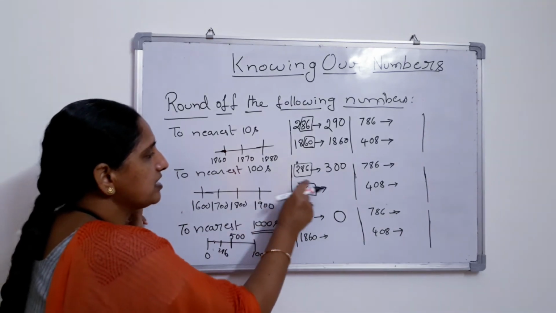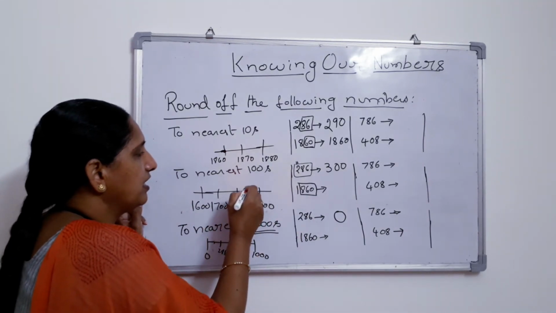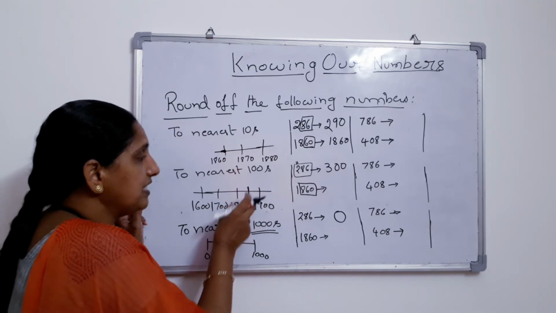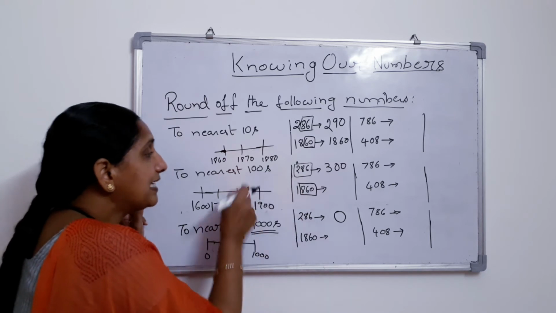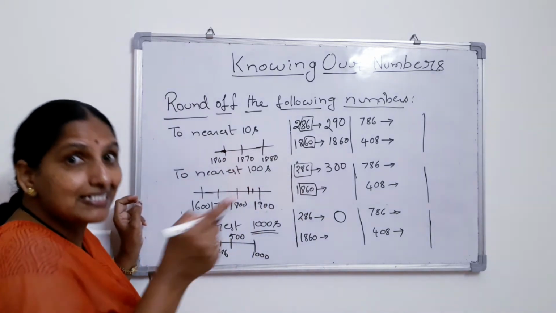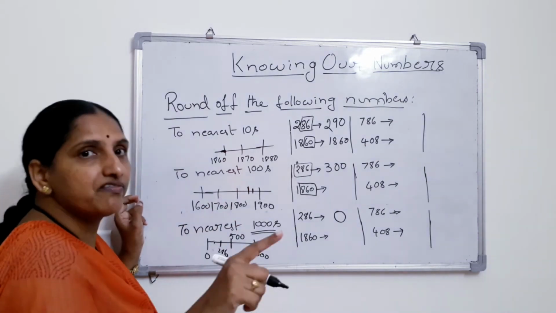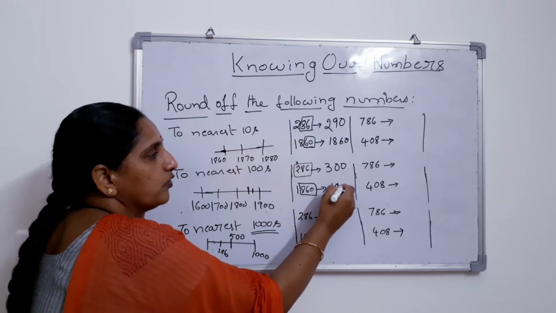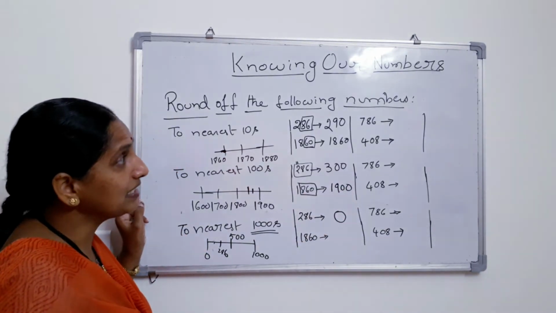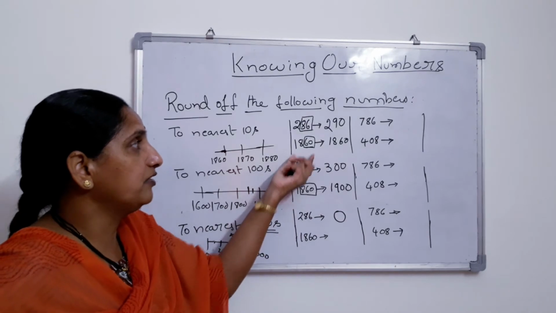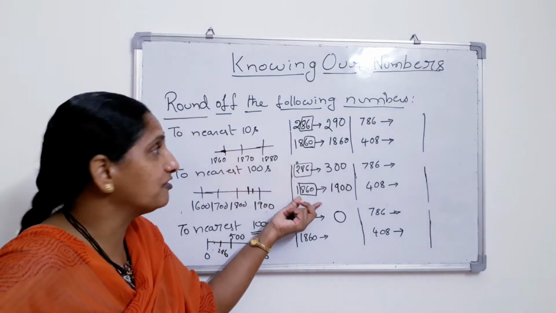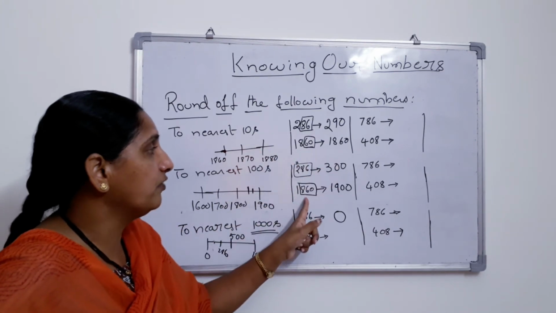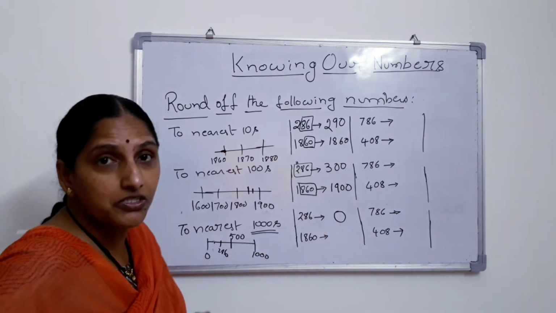So 860 means 1860. You need to compare with 850, that is 1850. 1860 is greater than 1850. So therefore it is near to 1900. So therefore it is rounded to 1900. See the magic. Oh, beautiful. Mathematics is therefore beautiful. When you are rounding it to tens, no change. When you are rounding it to hundreds, see the magic, it has changed to 1900.